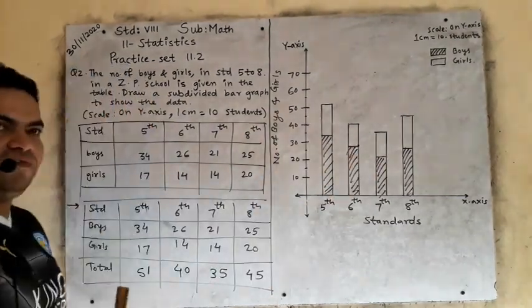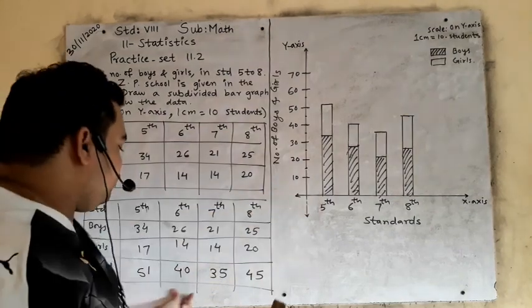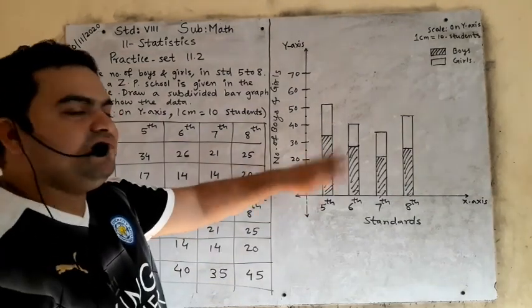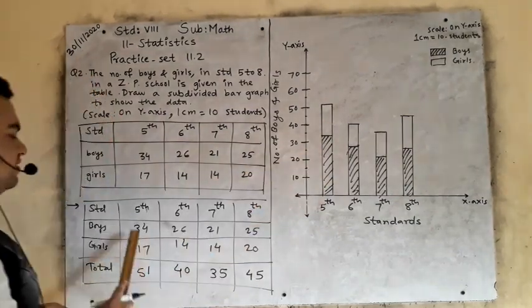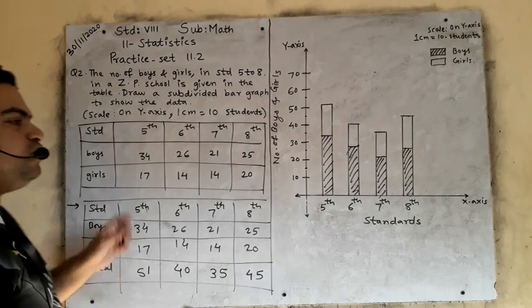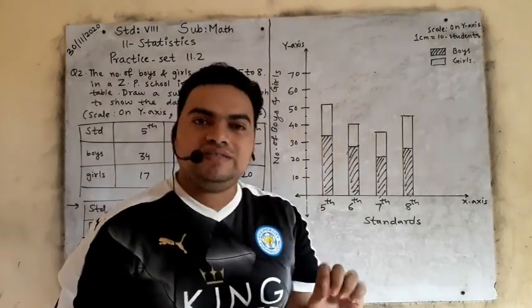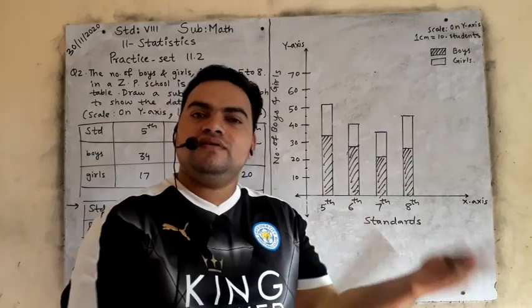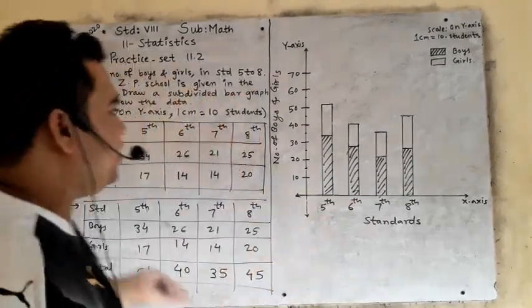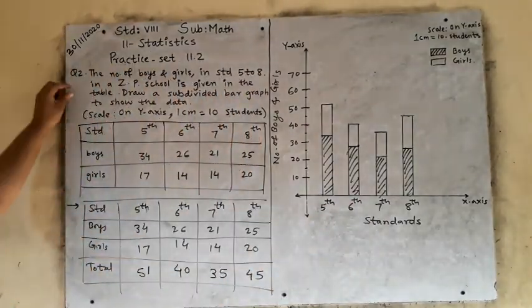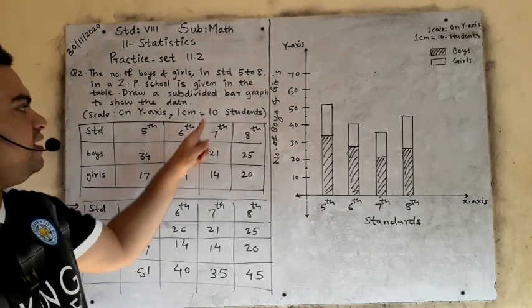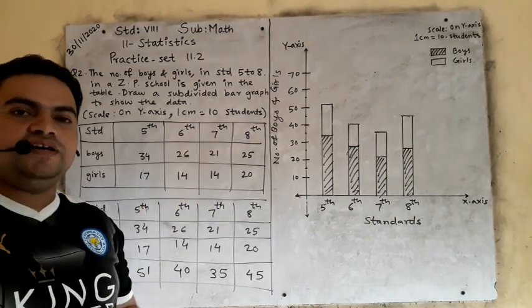Okay, first we will draw the bar according to their totals, and then we will subdivide according to their strength, number of boys and number of girls. But we will only show boys, and the remaining part will show girls. Is it clear? So this is how we have to draw the subdivided bar graph by the given scale. I hope you understood here.